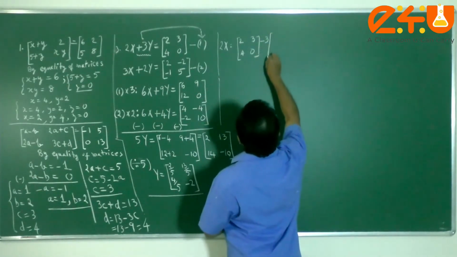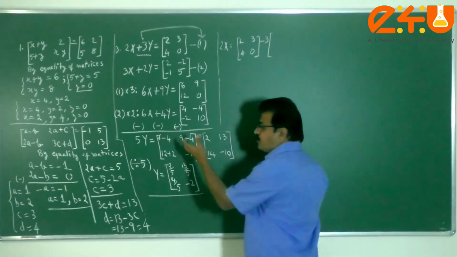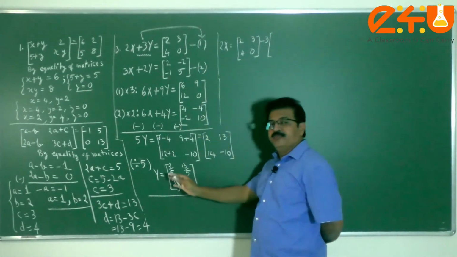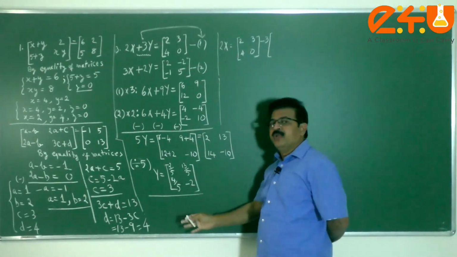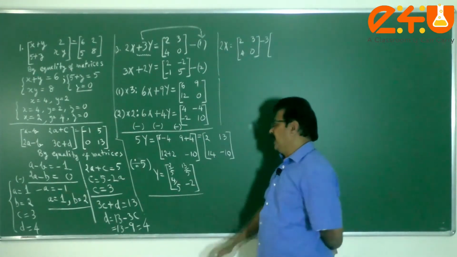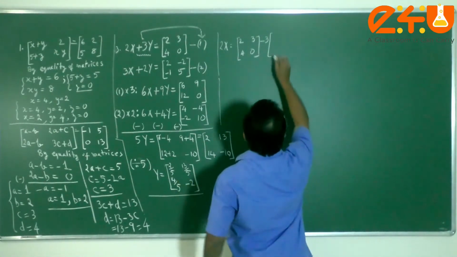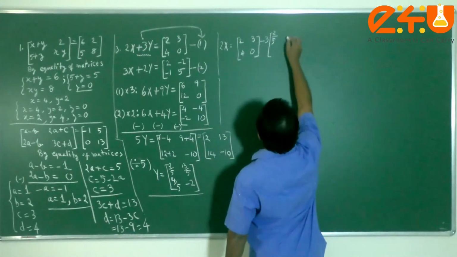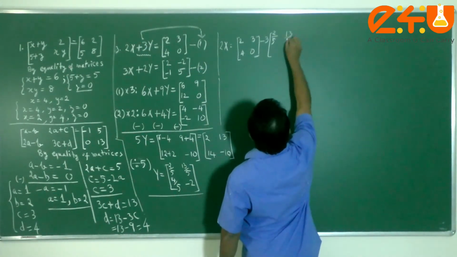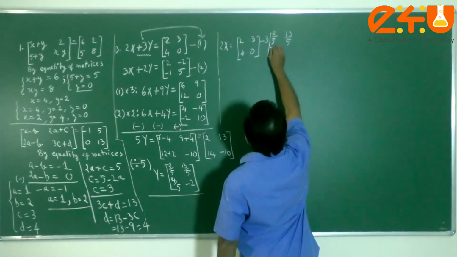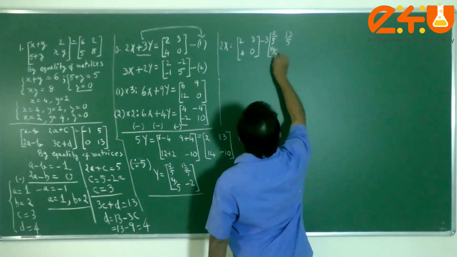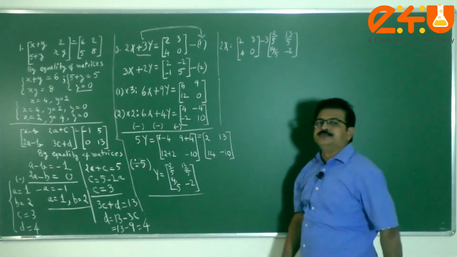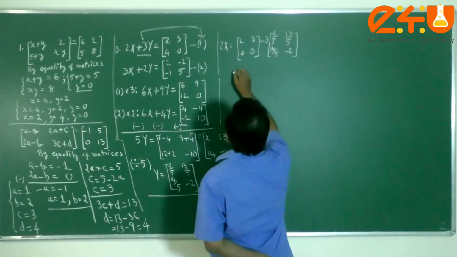negative 3 times y. And when I say y, we have solved for y. So instead of writing the symbol y, I am replacing the y with the matrix we found by solving. So the elements are 2 by 5, second element in first row 13 by 5, it is 14 by 5, and finally negative 2. Let us continue.